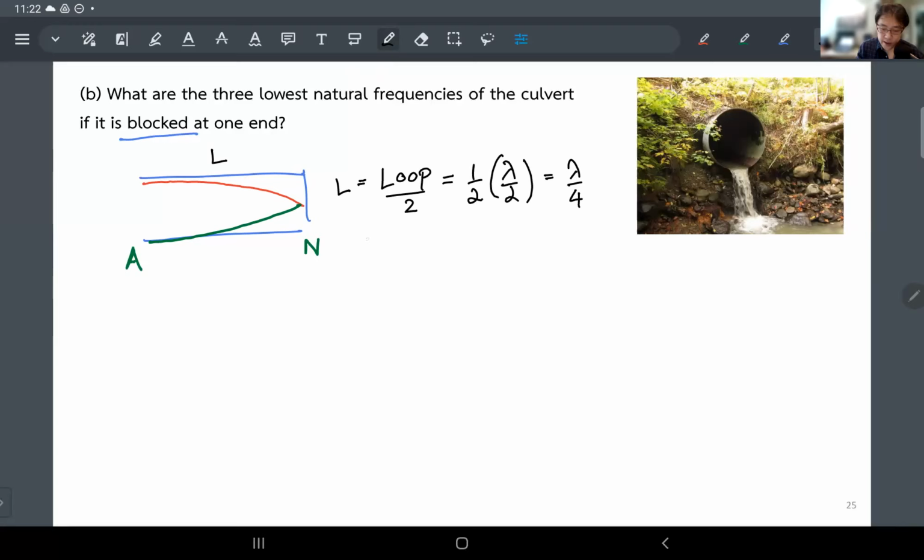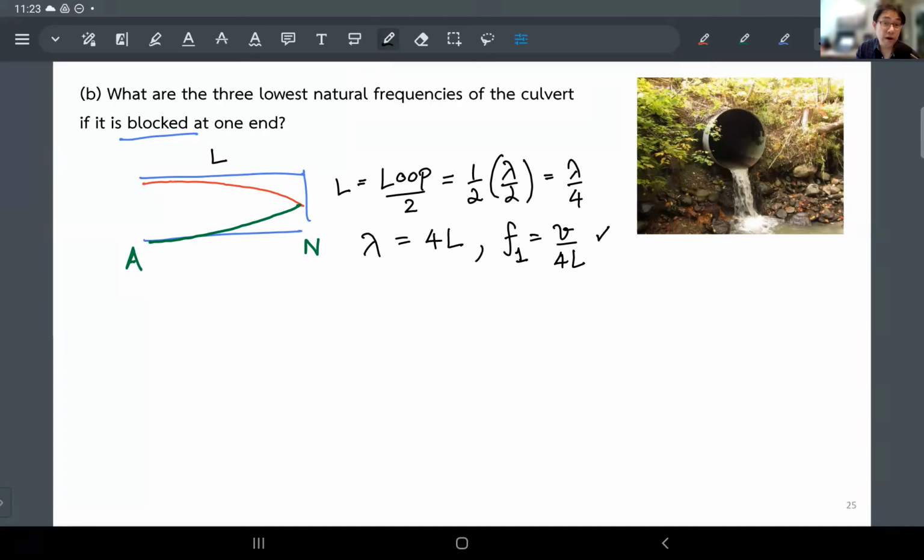And from here, your wavelength is going to be 4 times the length of the tube. That allows you to calculate the frequency to be V over lambda, which is V over 4L. And then you can mark this one as the fundamental frequency. And that's it. You're done.